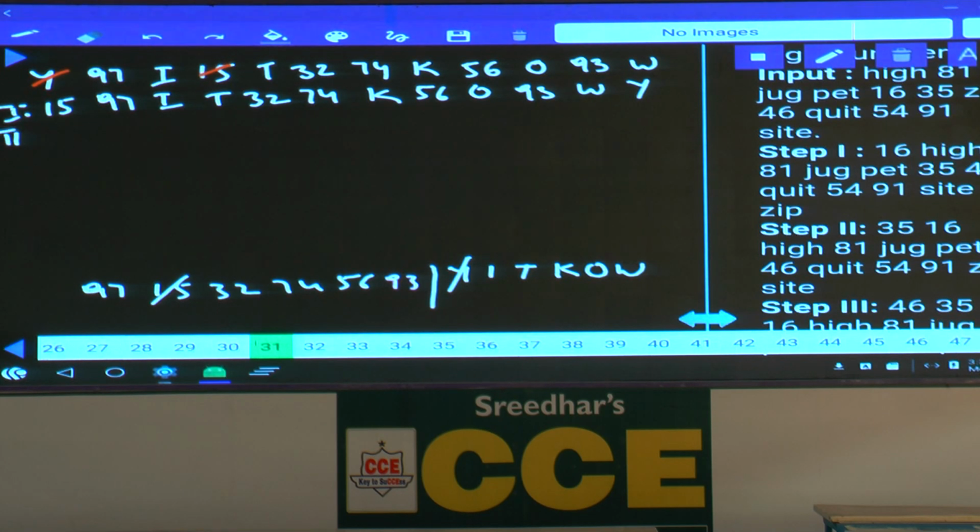What about this step 2 here? In step 2, 15 should be shifted to the next place, and 97 will be here, isn't it? Sorry, 15 should be shifted to this place, and what is the next number to 15? 32. And where is this 32 here? 32 at this place. Now this 32 must be arranged at the first place.